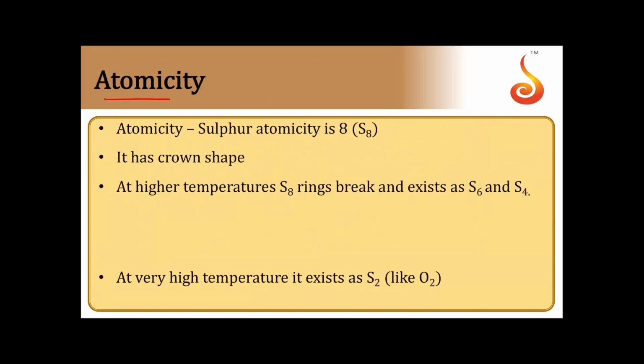Then comes atomicity, the number of atoms in the molecule. The atomicity of sulfur is 8. So there is S8. Both in rhombic sulfur as well as monoclinic sulfur, it is an octatomic molecule. It has a crown shape, that is to say the molecule comes like this crown shape.